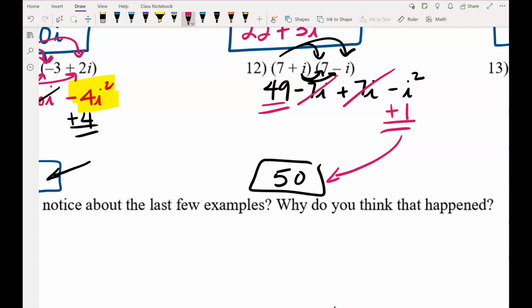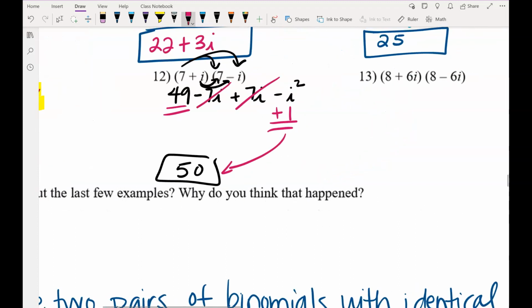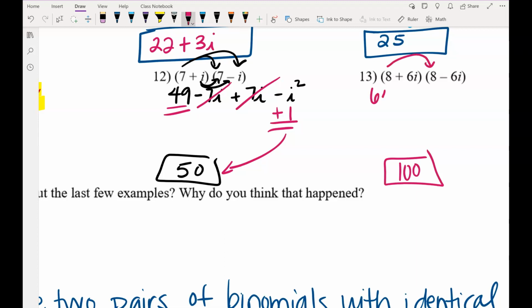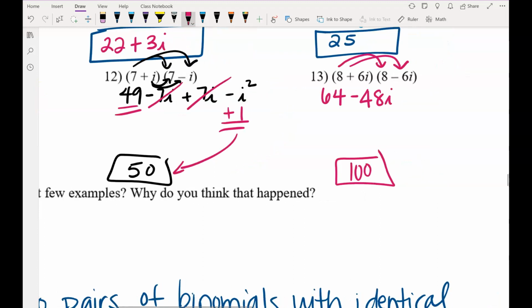Jacob, what did you get? 100 even. All right. 8 times 8 is 64. 8 times negative 6i is negative 48i. In the middle, positive 48i. At the end, negative 36i squared, which is straight up 36. Cancel, cancel those two. Yep.